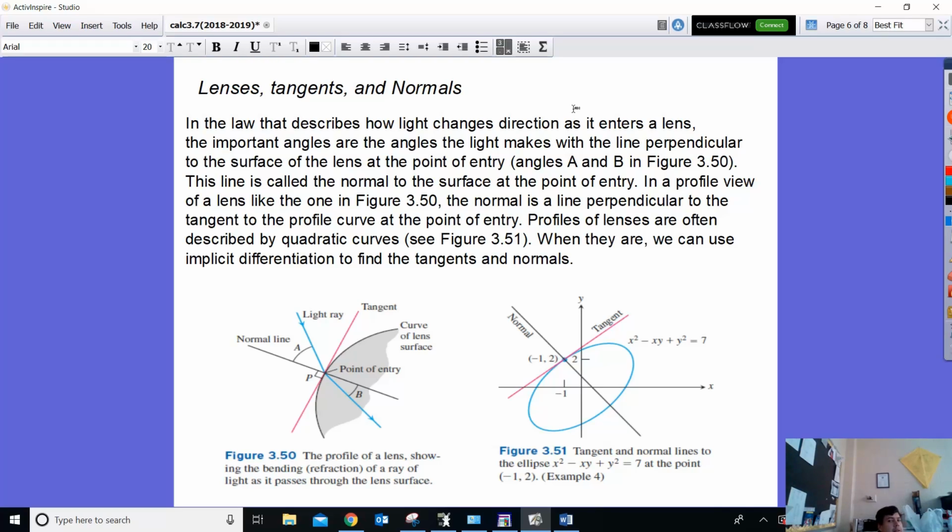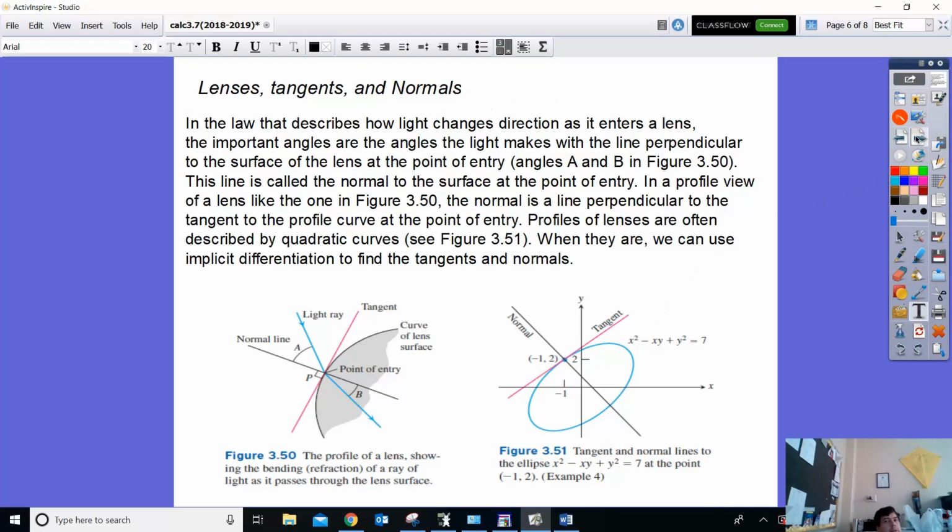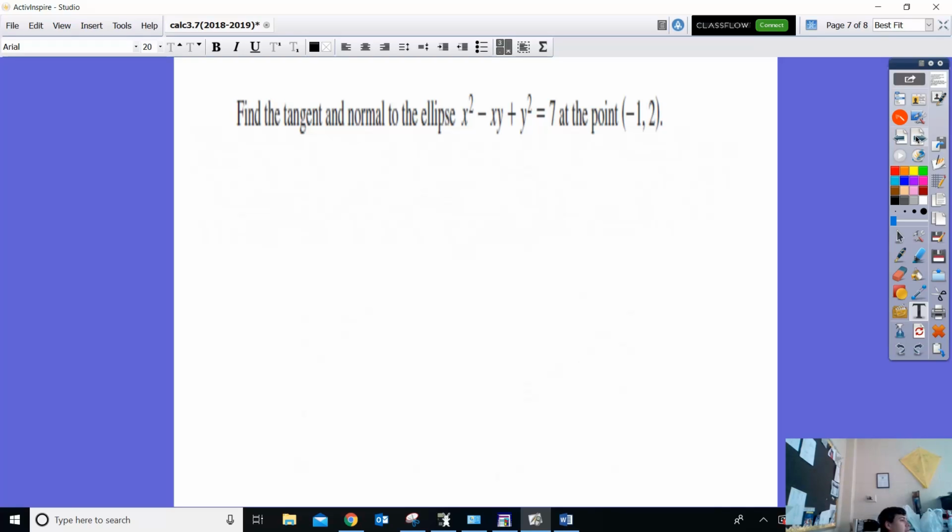By the way, all lenses are quadratics. The ellipse has a second degree exponent. That's a quadratic. Your hyperbolas are lenses too, with x squared and y squared terms. All lenses are called quadratics. But in order to find these normal slopes, we have to be able to take the derivative of these quadratics. So optics requires knowledge of calculus, specifically implicit differentiation.